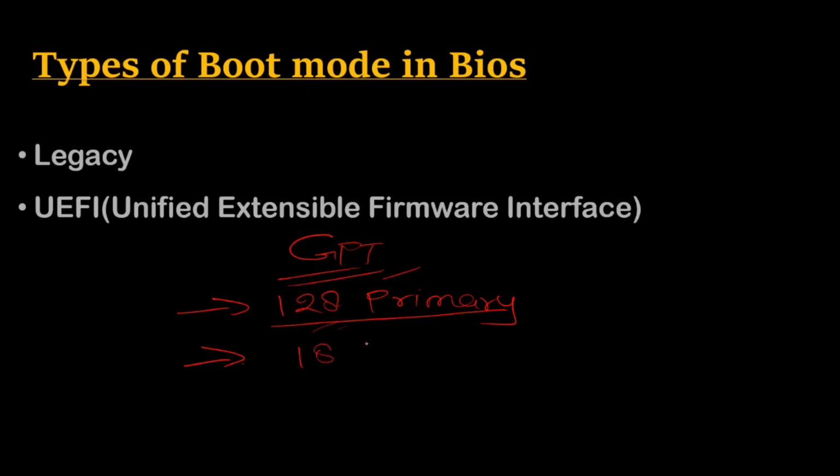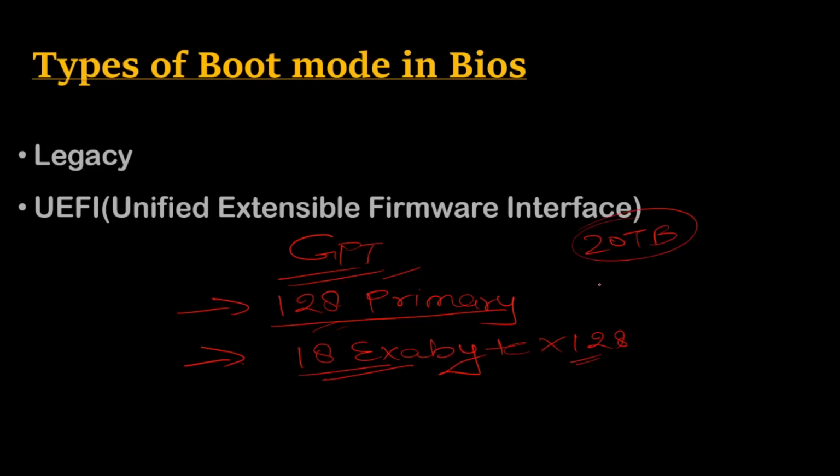Second thing, the size of each partition can be 18 exabytes. As we discussed, 1024 TB is equal to 1 PB, and 1024 PB, petabytes, is equal to 1 exabyte. So here we have 18 exabytes for each partition. For 128 partitions you can multiply by 128, right? And we have only a 20 TB hard disk available. That means it's enough, 18 exabytes, right?